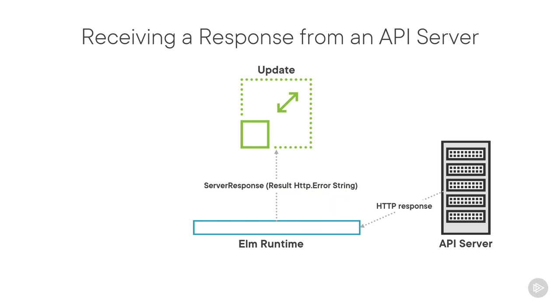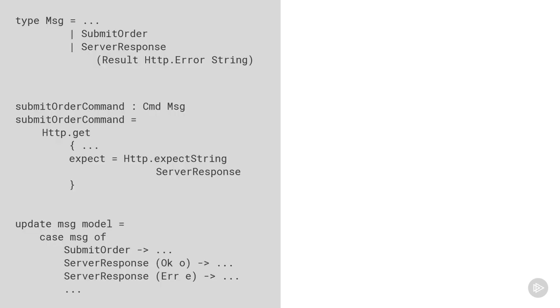The result type is great at handling operations that might fail. The result type also means we must handle both error and OK types in the update function. Let's summarize the code modifications for our shopping cart.